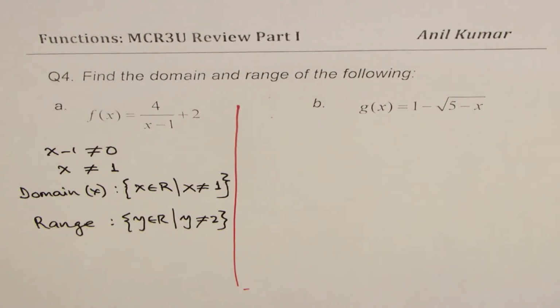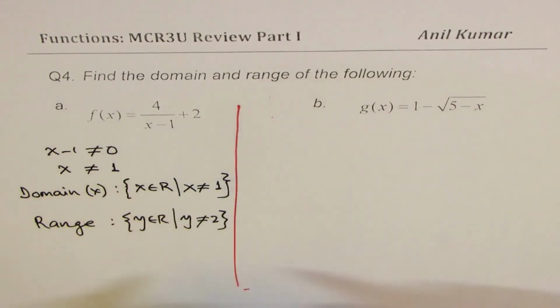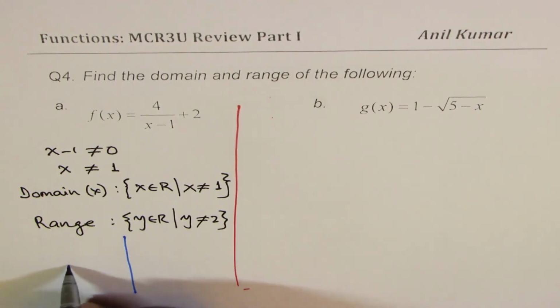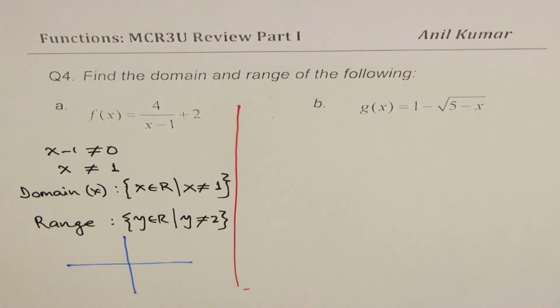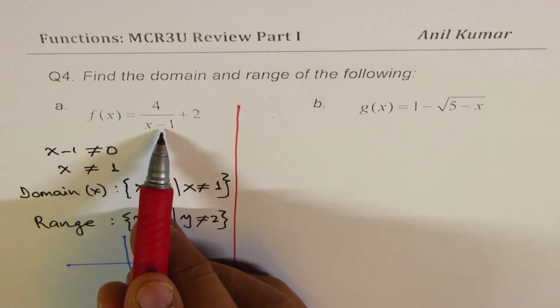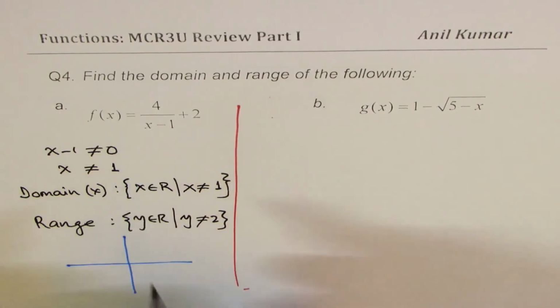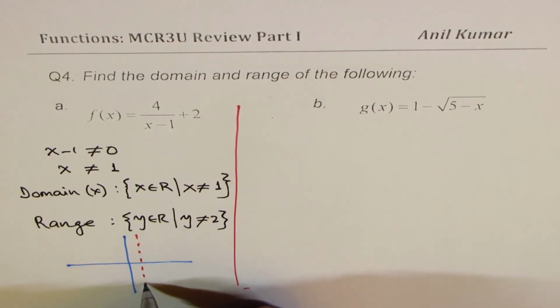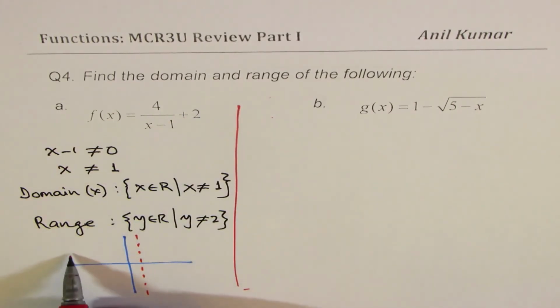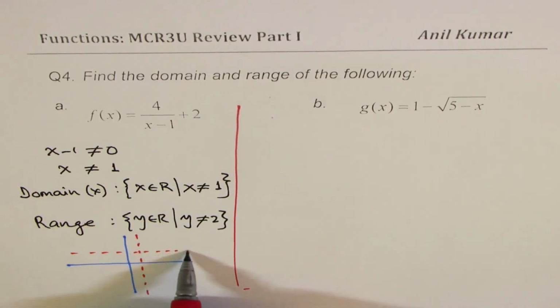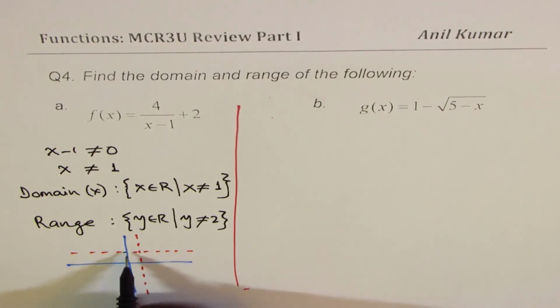Now, this question at times could be extended, and you may be required to sketch. So you could actually make a rough sketch to justify your answer. This basically means vertical asymptote at 1, which is right here. That means horizontal asymptote at 2, right? So this is at 2, this is at 1.